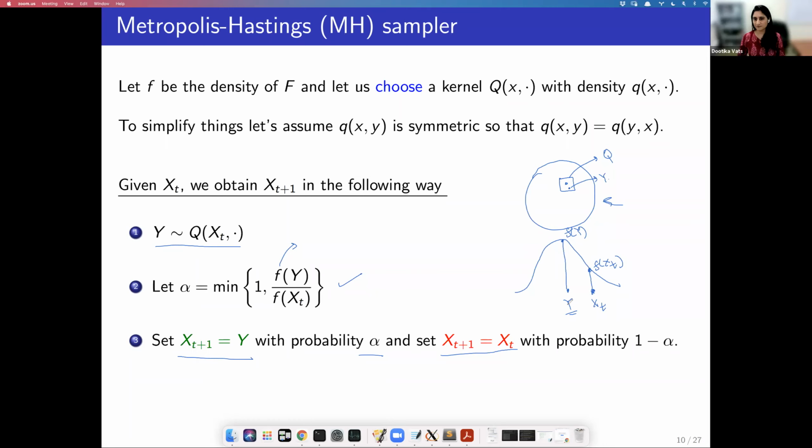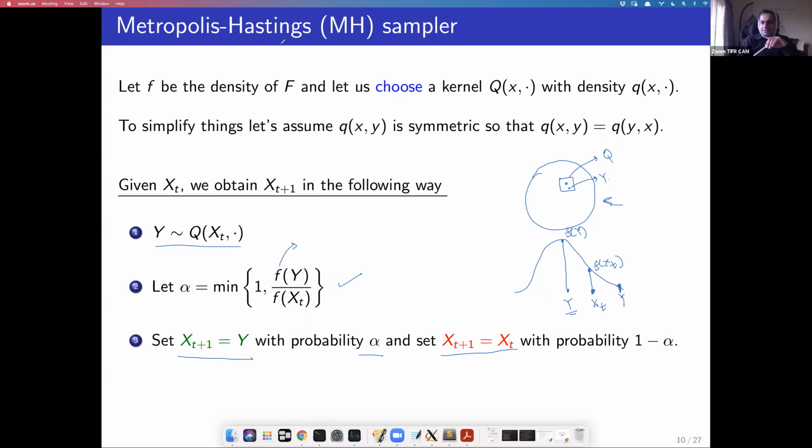Now, if this is my xt and now this becomes my y, I see. Now I don't want to move there that much. So it's not a zero probability. I'll still move there, but I'll move there with a smaller probability.